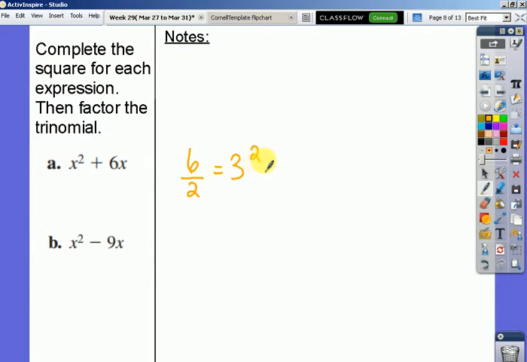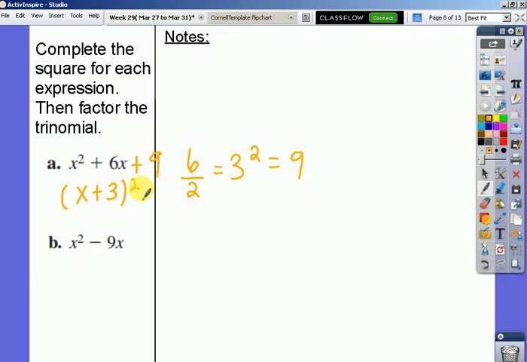And we square it and we get 9. So you should add it to the end and you get plus 9. That is now a perfect square trinomial. Second part is to factor it, and that factors to be what? X plus 3 quantity squared.